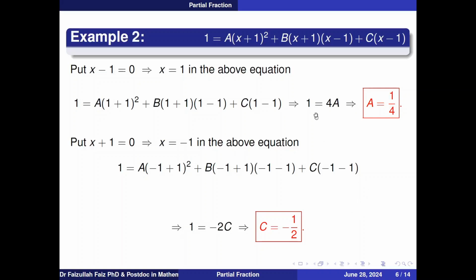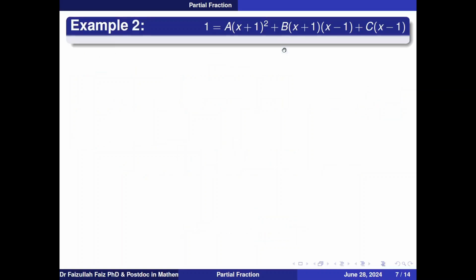Now only one value, b, is remaining, but there is no other linear factor which we should put equal to 0 to get the value of b. So what should we do now? Now we shall compare the coefficients of x square, x and constant on both sides. For that purpose we simplify it.